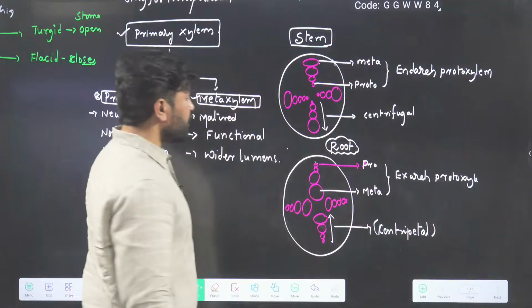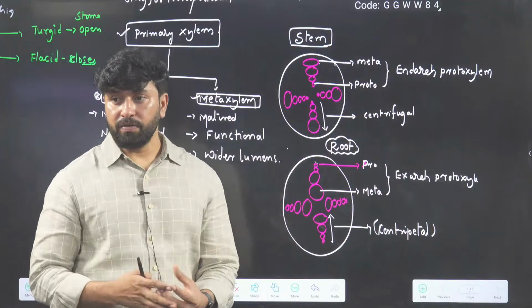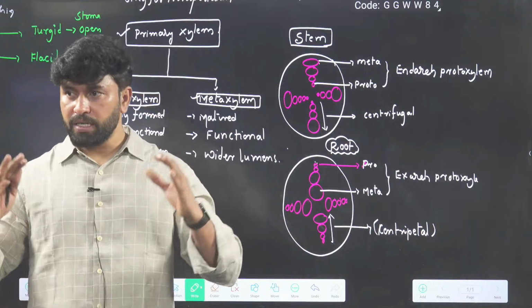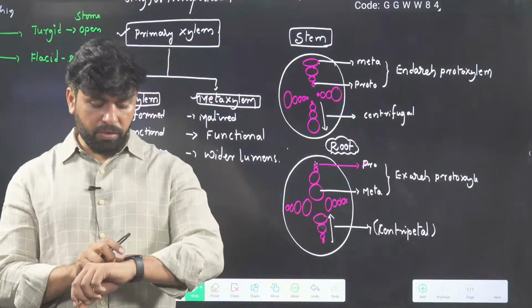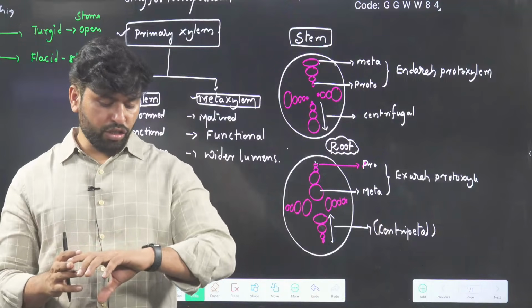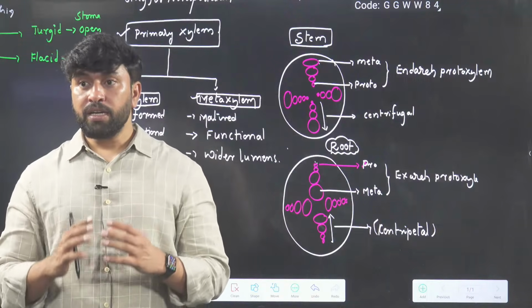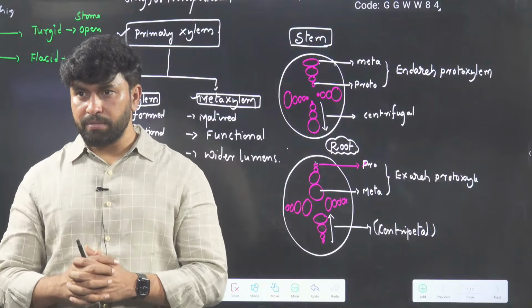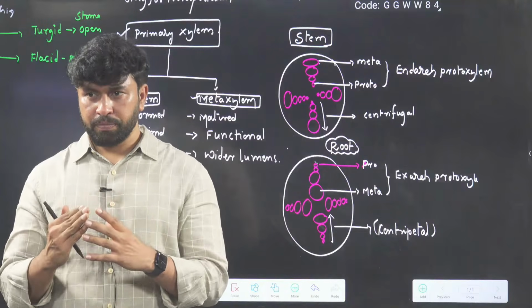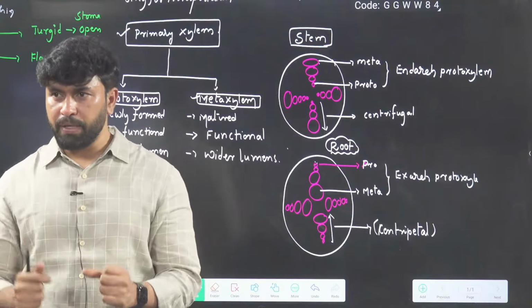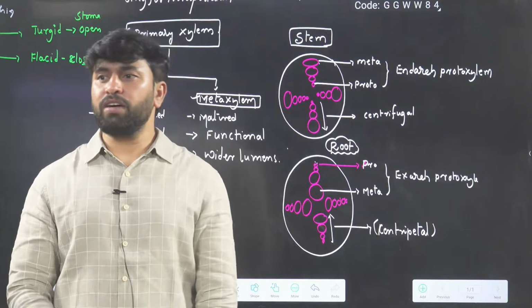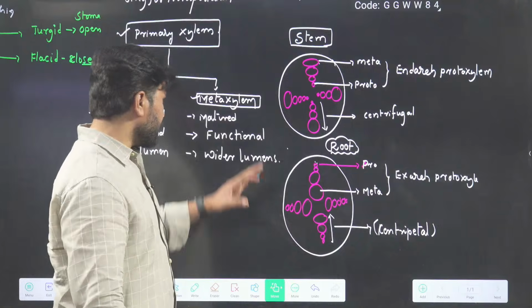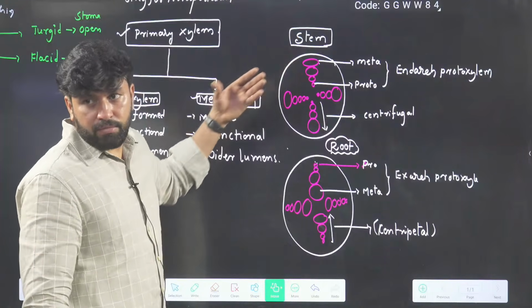Okay, that's about the arrangement of proto and metaxylem. Is it clear? Whenever you talk about this arrangement, it signifies that there is a difference in development of xylem in stem and root. Stem has one mode of development, root has another mode of development. Next, you are saying xylem maturation.